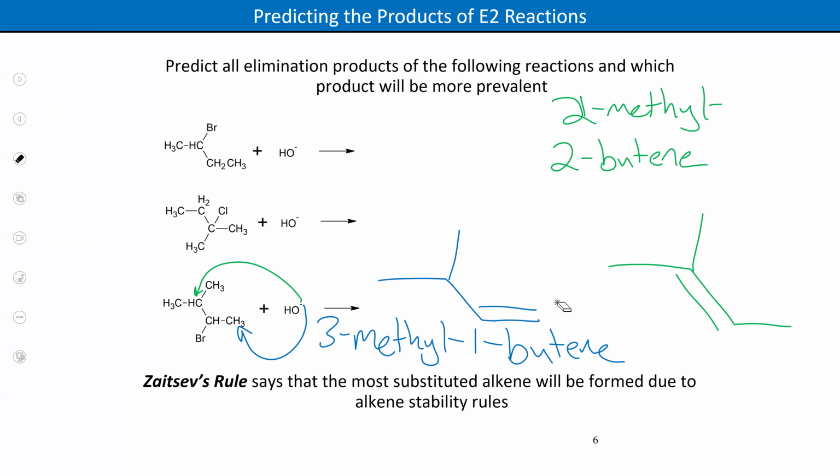So the green one is more substituted, so that's going to be the major product. All right, so how do we feel about Zaitsev's rule? At least we have a preference. So it's not just all totally random, right? Even if that is one more variable to keep track of.